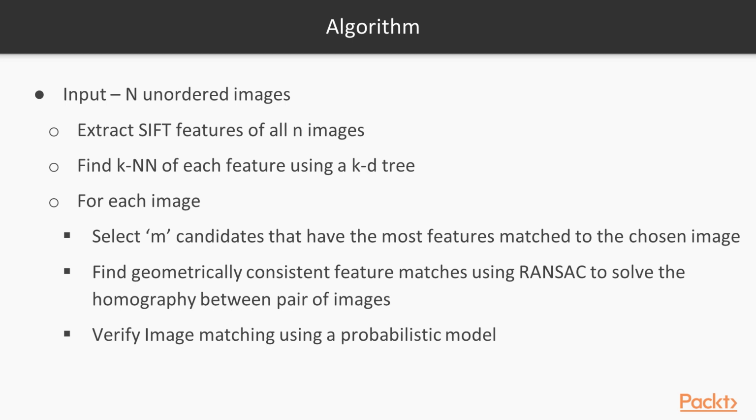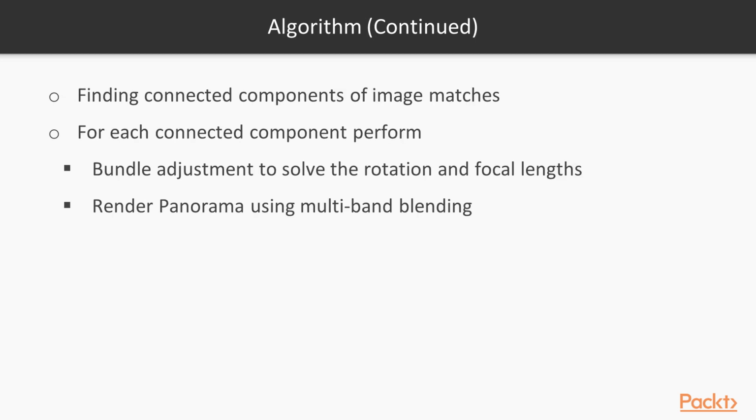Now let's have a look at a generic algorithm for building an image stitching engine. Here is the algorithm on which we'll base our image stitching pipeline. As an input, we'll take n ordered images. Next, for each image in the original dataset, we'll select m candidates that have the best match to the chosen image. And then we'll be finding geometrically consistent feature matches using RANSAC to solve for homography. We may also choose to verify the consistency of the homography operation by using a probabilistic model. Next, we are left with finding the connected components for the image matches. And for every connected component that we get, we perform bundle adjustment to solve the rotation and focal length issues, and finally render the panorama by blending the images.